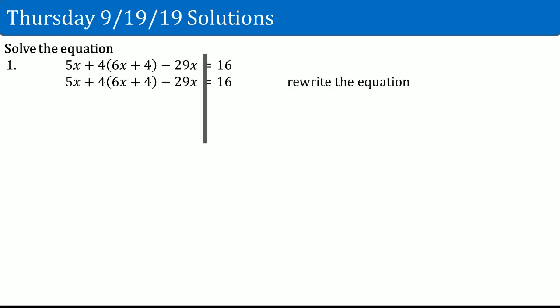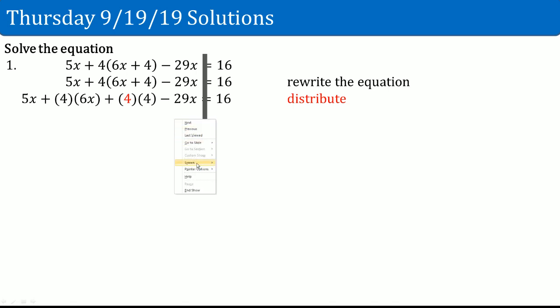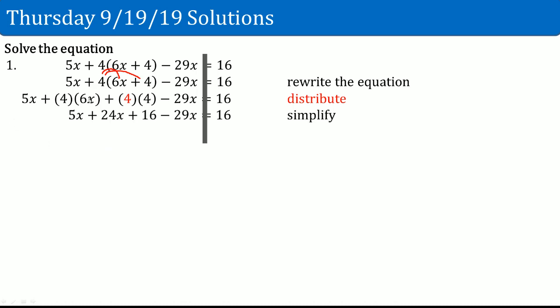Okay, on the left-hand side, there are a bunch of like terms, and I see parentheses. You do which one you want to do first. Here, most likely, I'm going to deal with the parentheses, okay? So the 4 times 6x and the 4 times 4. That is what you do when you distribute 4 times 6x and 4 times 4. Okay, what you have here is a simplify, so 4 times 6x is 24x, and 4 times 4 is 16.